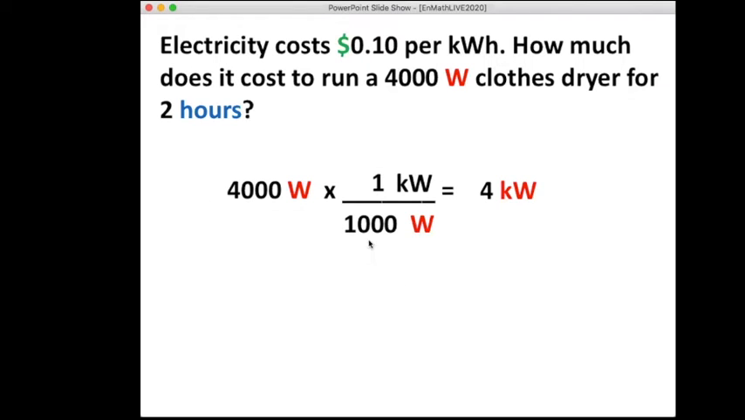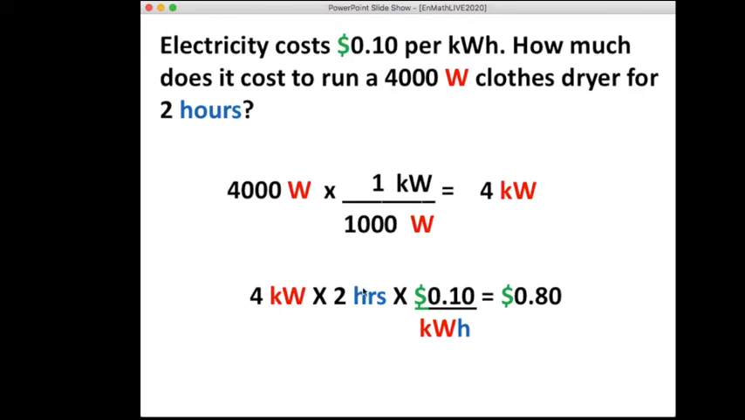I got a private message. Could you convert at the end? Yeah, you can. You could wait and convert at the end. No worries. Okay, so 4 times 2, and then each of those kilowatt hours costs 10 cents. So here we see kilowatts cancels and hours cancels. And so what we are left with is a dollar amount, which is what we were trying to solve. 4 times 2 times 10 cents, 80 cents.